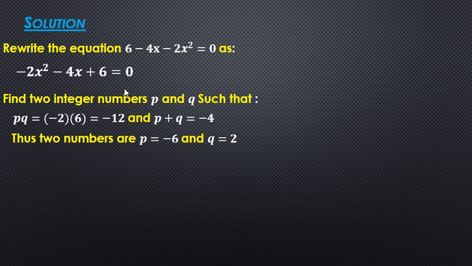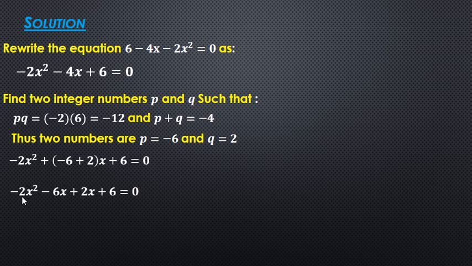Then this equation can be rewritten as minus 2x squared plus minus 4 means minus 6 plus 2 times x plus 6, which is equal to 0. Then minus 2x squared minus 6x and 2 times x, this 2x plus 6, which is equal to 0.